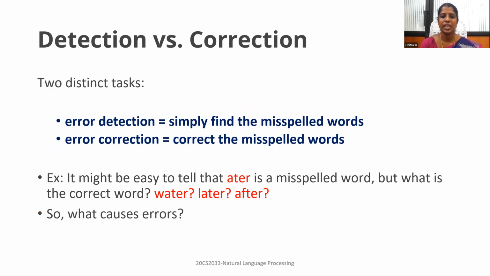For example, consider ATR. Suppose you enter the word ATR, which word can replace it? ATR is a misspelled word. We easily found that the error can be detected easily. What about the correction? It may be corrected as water, later, or after. Which is the correct one depends upon the language and the sentence.